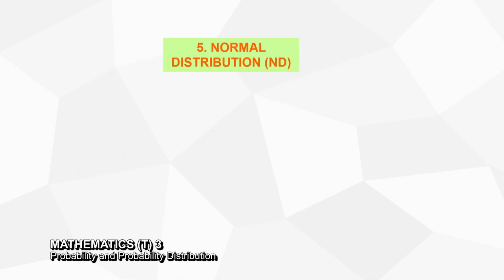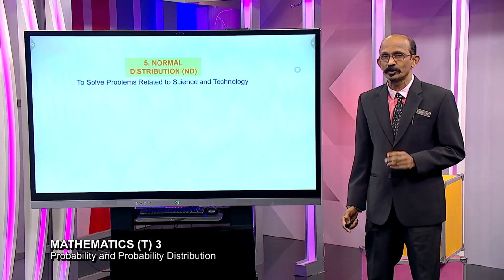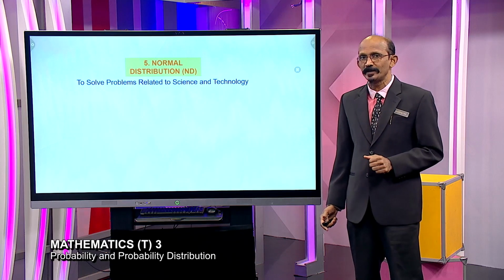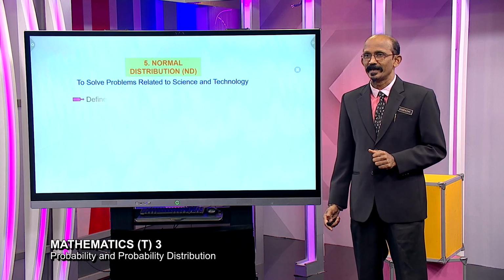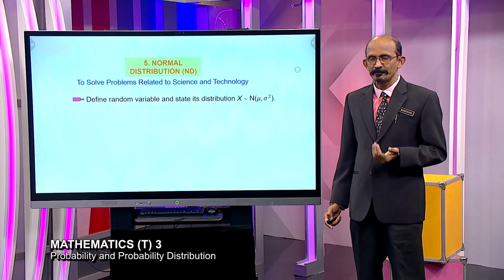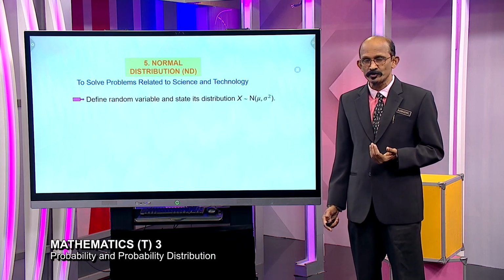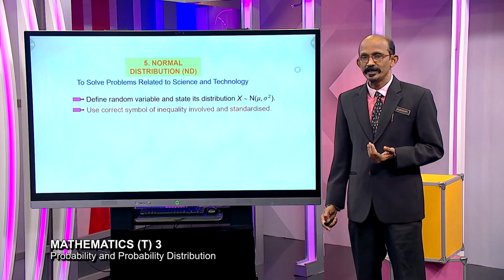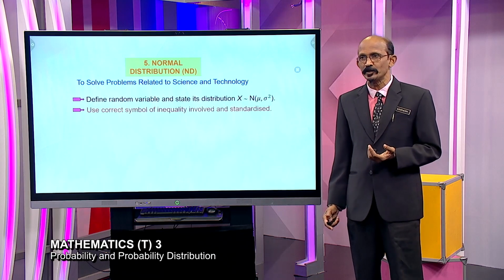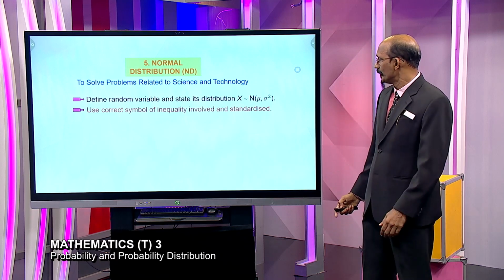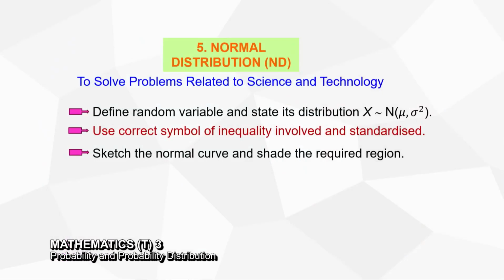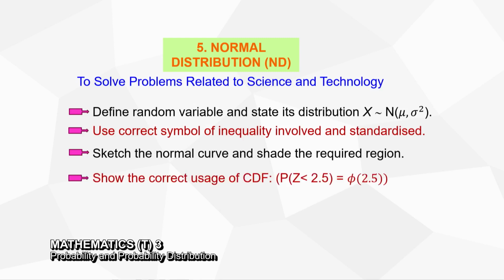Okay. The last part of this chapter is normal distribution. In normal distribution, you got 2 things. One is to solve problems related to science and technology. And for this, you have to define your random variable and state the distribution. You need to use the correct symbol of inequality involved and standardize. Okay, next, you should be able to sketch the normal curve and shade the required region, and show the correct usage of CDF.